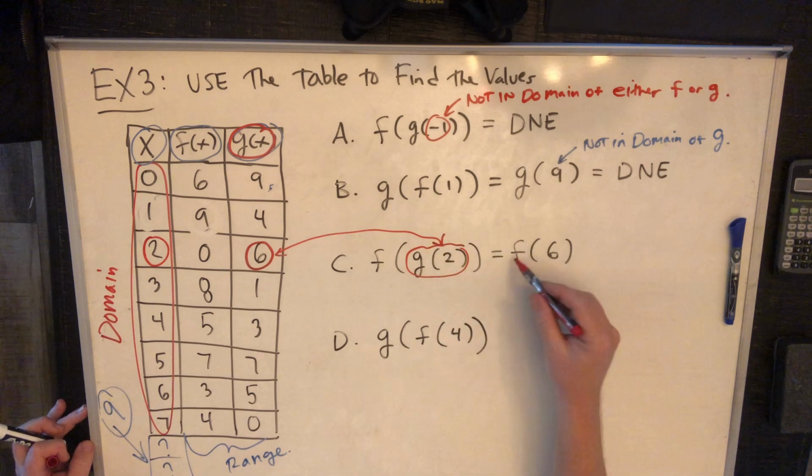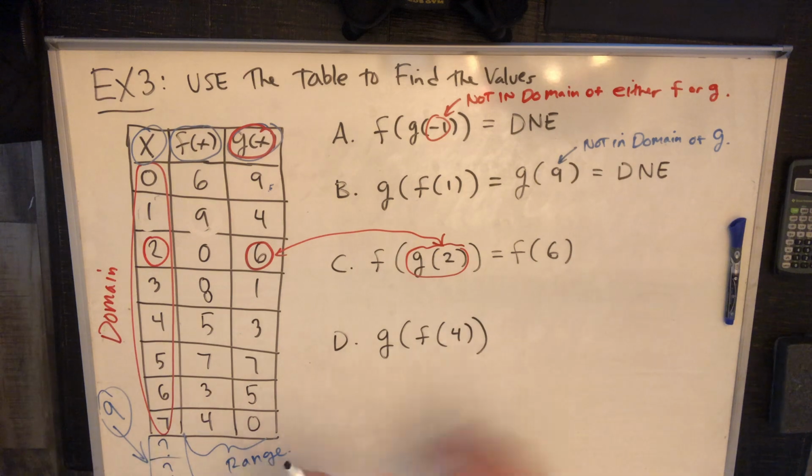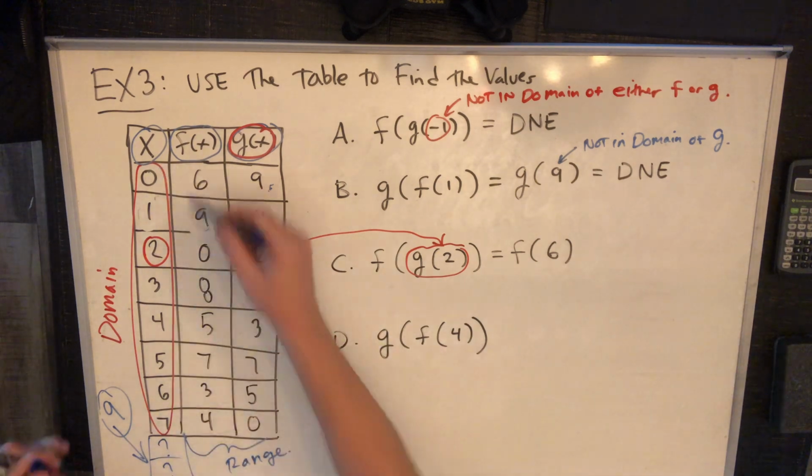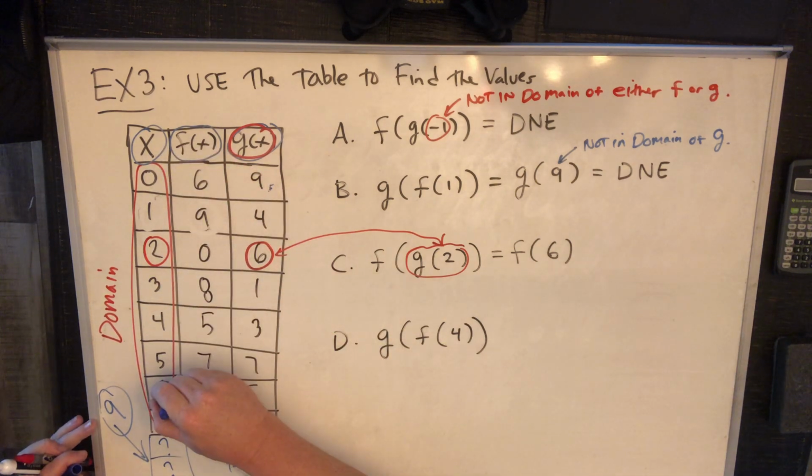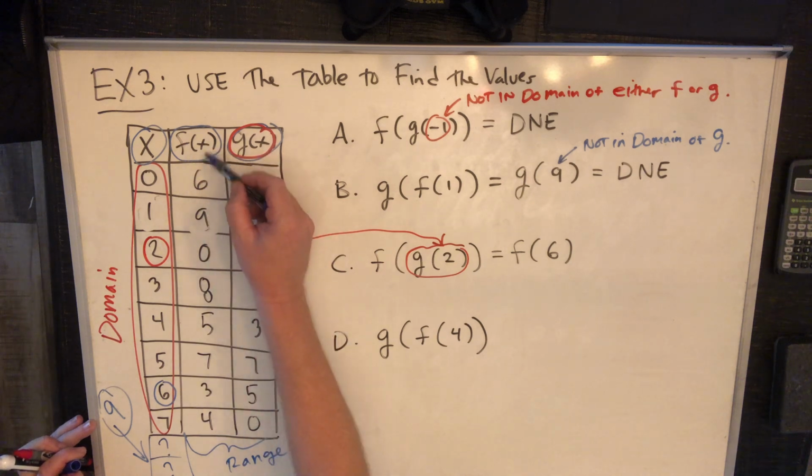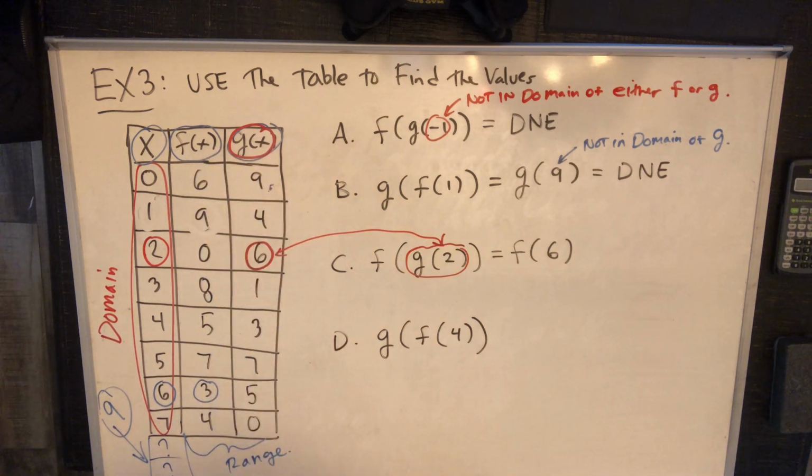All right, so now we're doing f of 6. So come over here. You look at your domain. Oh, 6 is in the domain. Good. And now we're using f. F of 6 is 3. And so the result is 3.